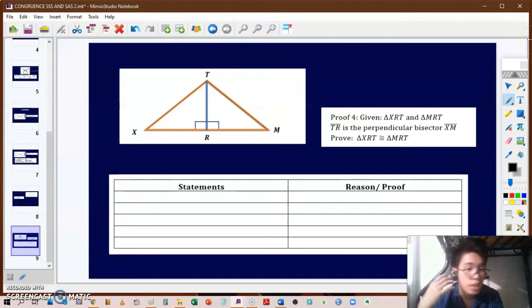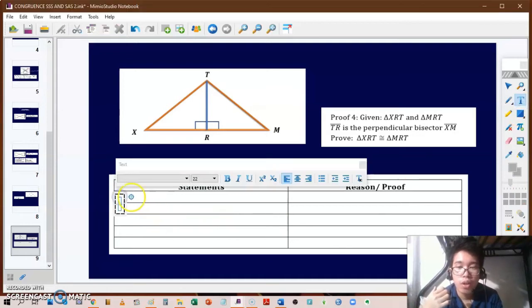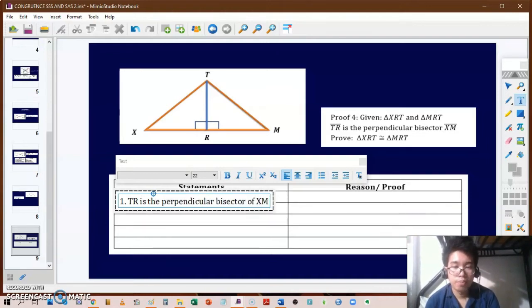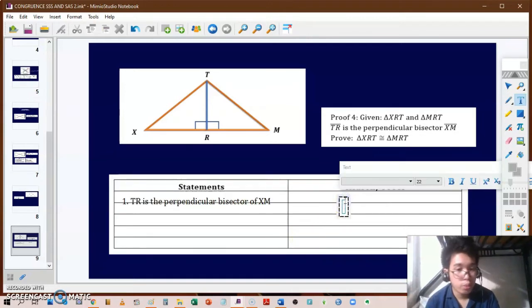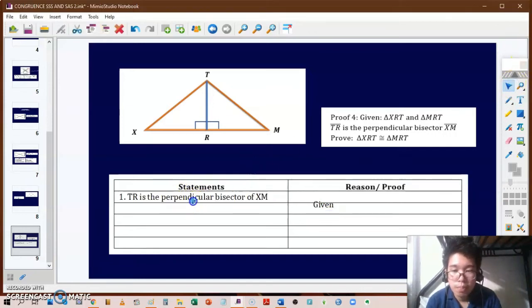Okay, so again, we have here our format for our two-column proof, and from here, we can write our statements and our proof. The first thing that we do is we write our given. So our first given is TR is the perpendicular bisector of XM. And the reason or the proof for that is simply given. It's a given information.